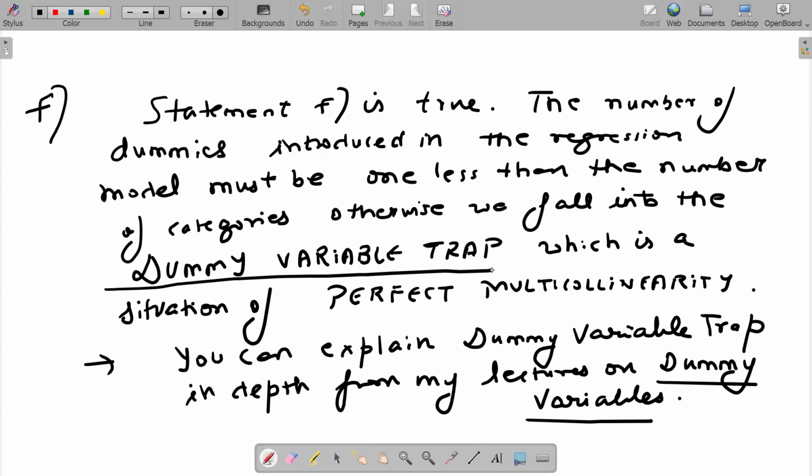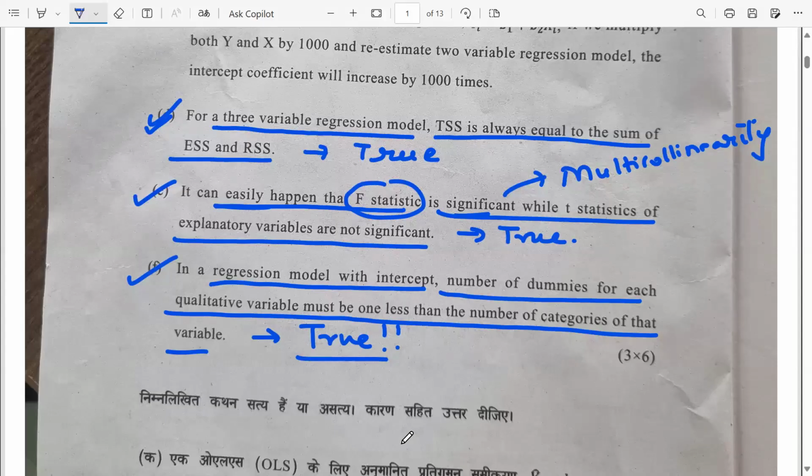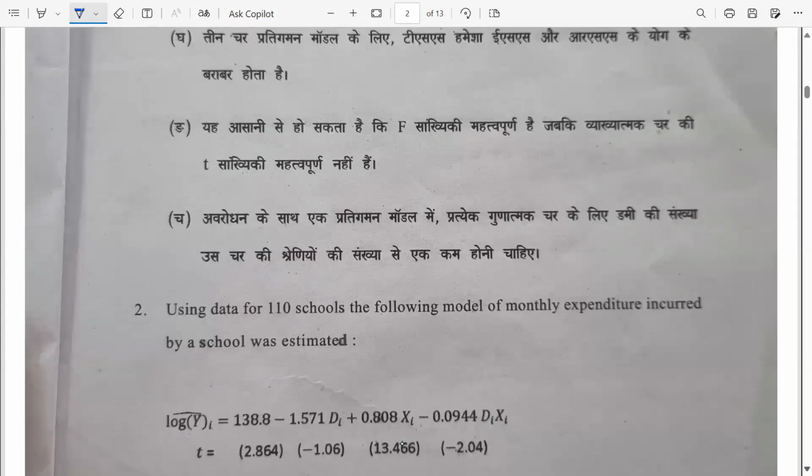Okay, so this is where I stop in this particular lecture. We have done question number 1 completely. It had parts A, B, C, D, E, and F for true and false. We have solved all of them. In the next lecture, I'm going to start with the discussion of question number 2.